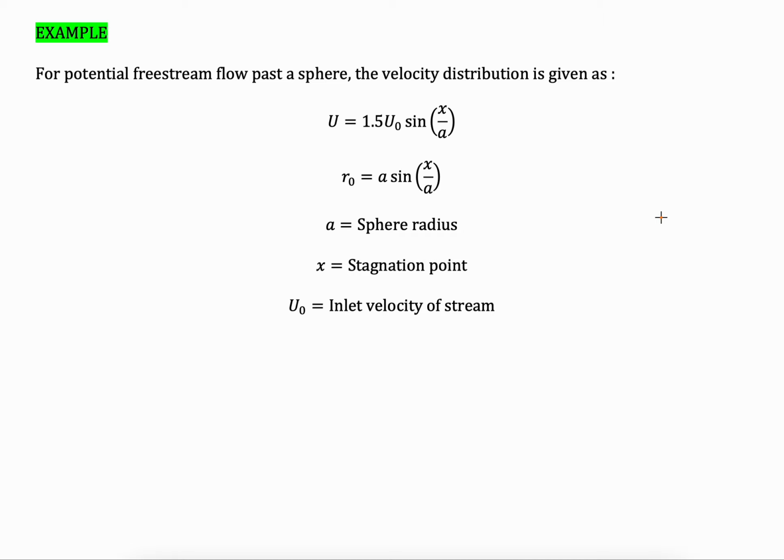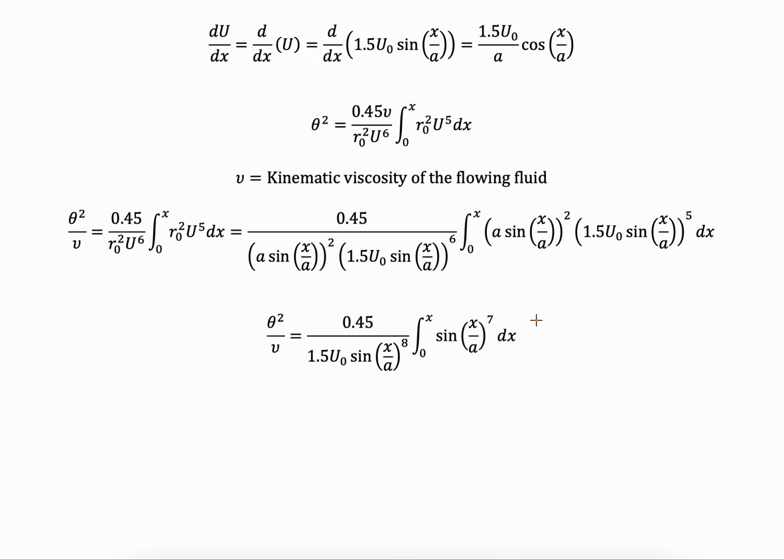For potential free stream flow past a sphere, the velocity distribution is given as u equals 1.5 u naught sine x over a. This is all the simplification. The r naught here means the maximum one. This is the sphere, this is the stagnation point, and this is the inlet velocity of the stream. So we have the du over dx. We substitute the u, and we could get this one. This is the equation for the Thwaites equation.